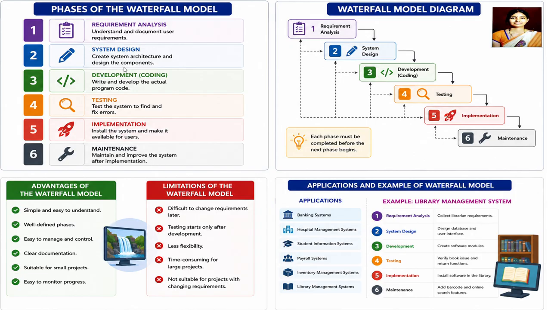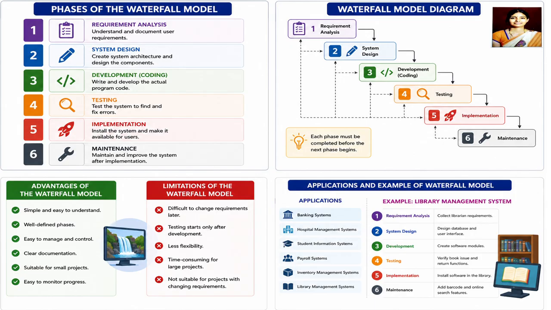Next, coming to system design. What we collected during analysis is converted into design: the database, system architecture, modules, and user interface are all planned at this system design stage. It is something like a blueprint for the programmers. The next stage is coding. Programmers convert the design into actual program code, and individual modules are developed and integrated at this stage.